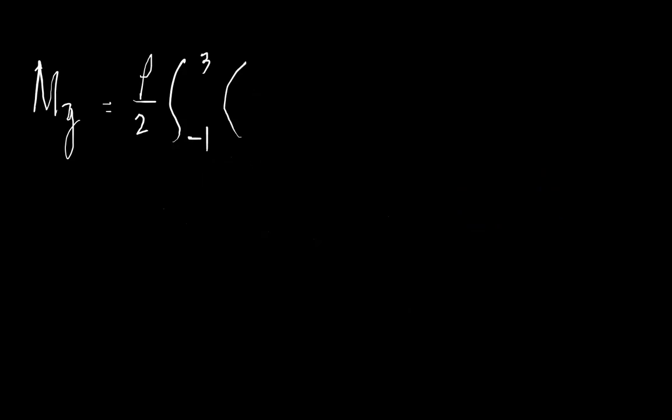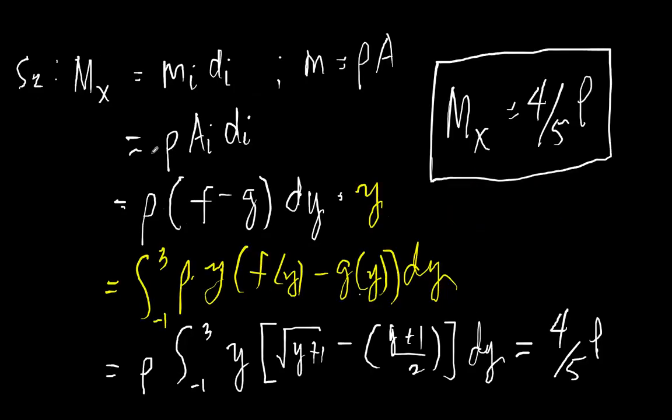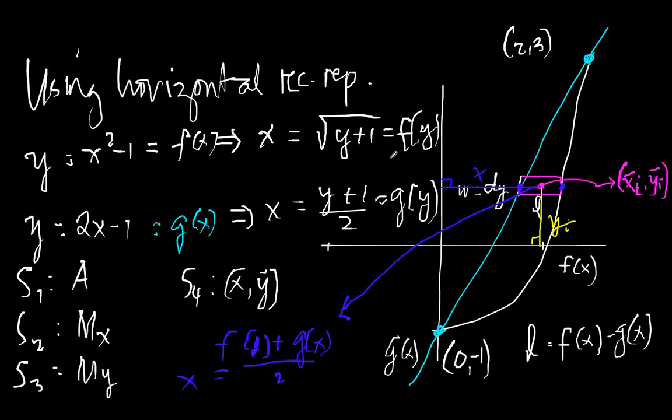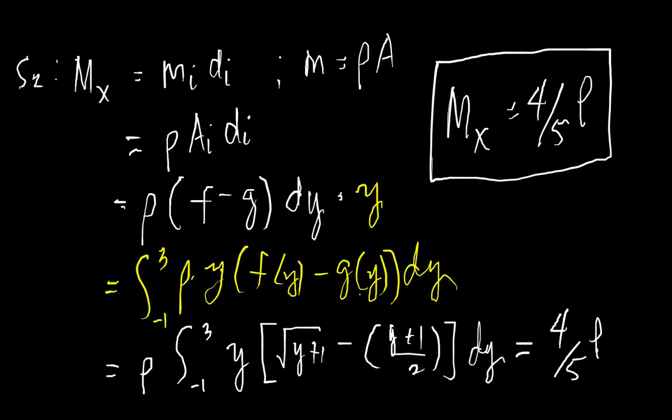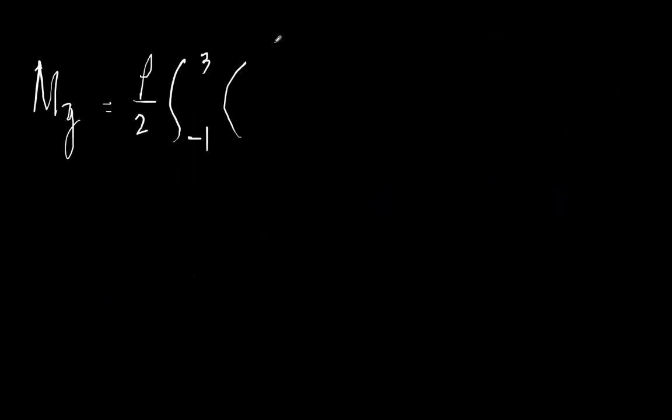So let's substitute. M sub y is equal to rho over 2, the integral from -1 to 3. And our f is the square root of y plus 1, so the square root of y plus 1 squared, minus y plus 1 over 2 squared, dy.